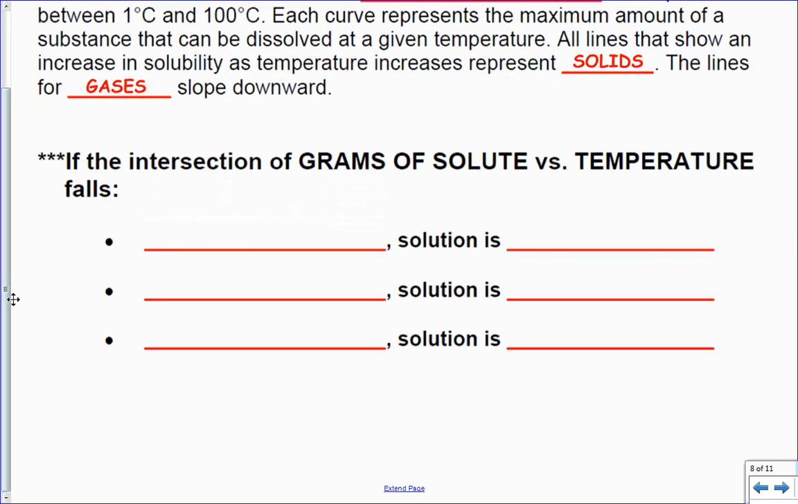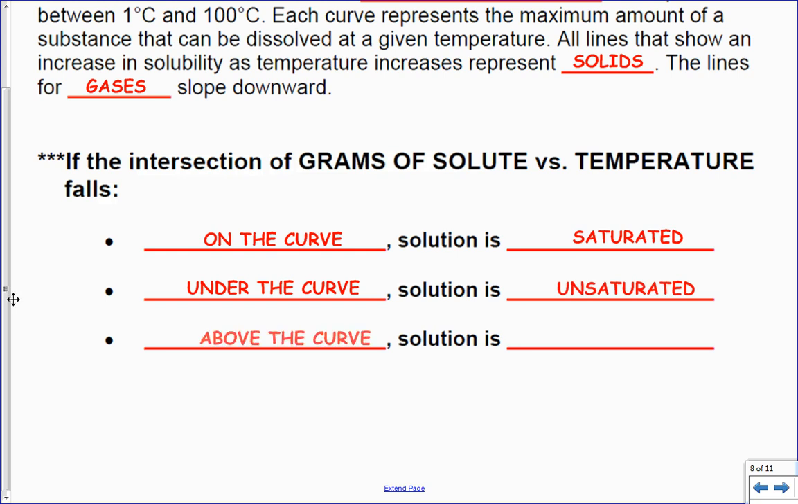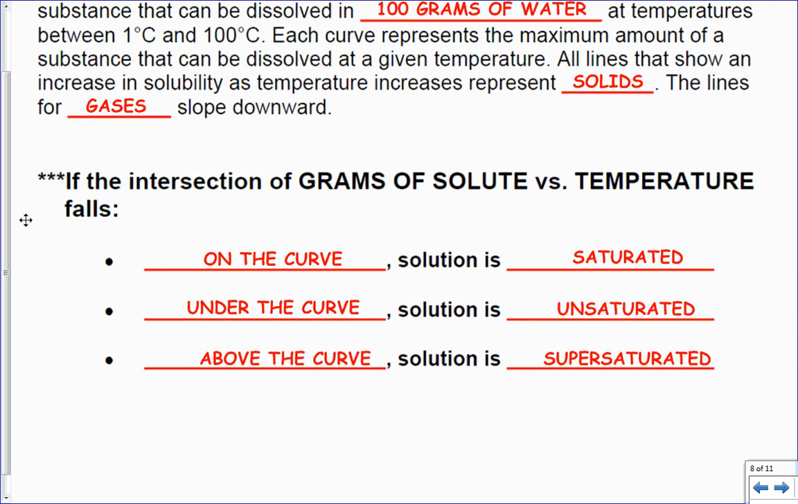The intersection of grams of solute versus temperature falls somewhere on the graph. If I fall on the curve on Table G, then I am saturated. If I am under the curve, then the solution is unsaturated. If I am above the curve, then the solution is supersaturated. Take a minute for that. That's how we actually use it. You need to know this part backwards and forwards.